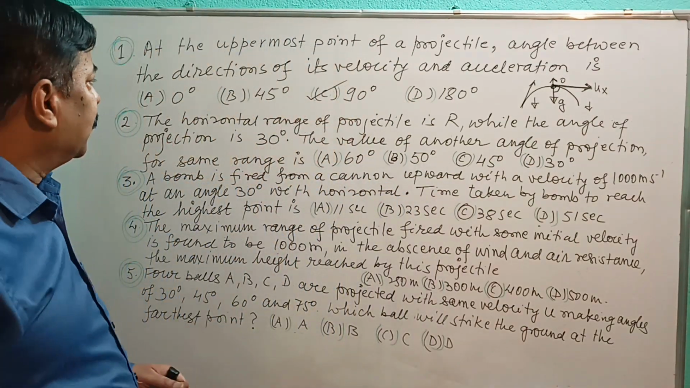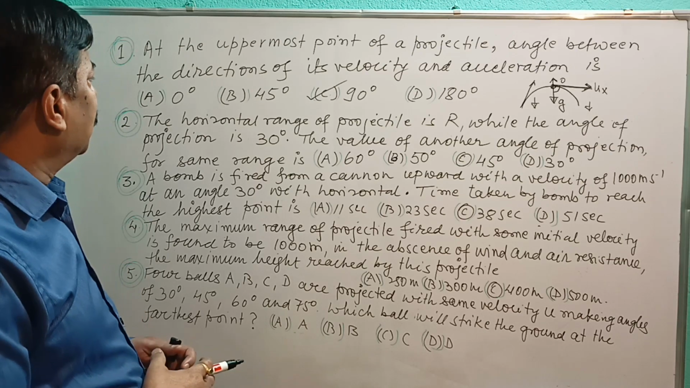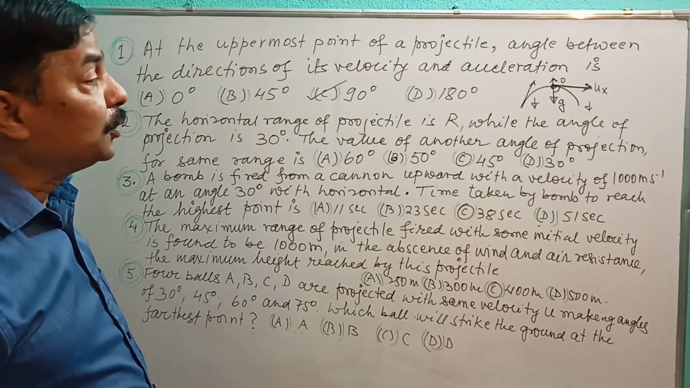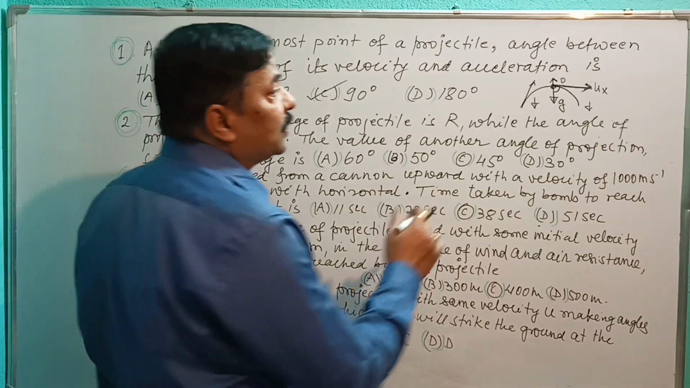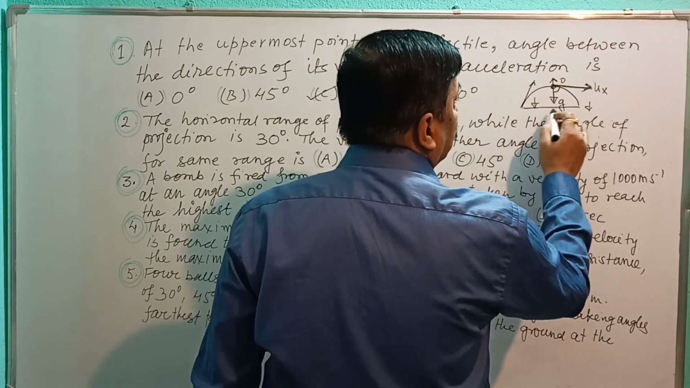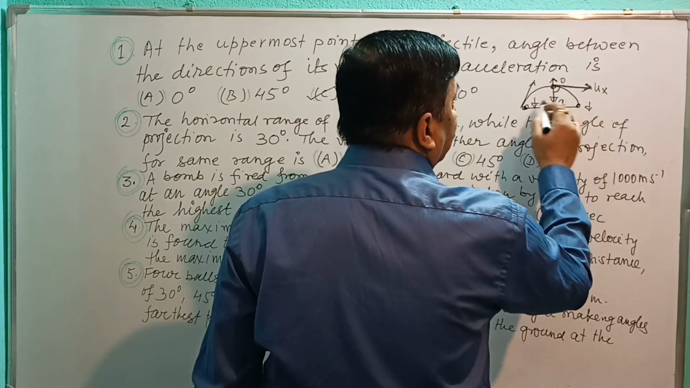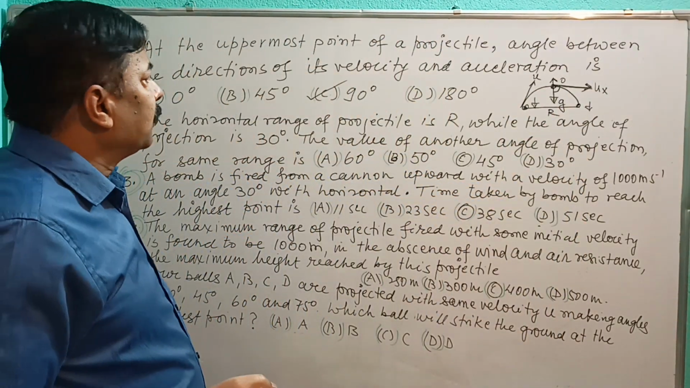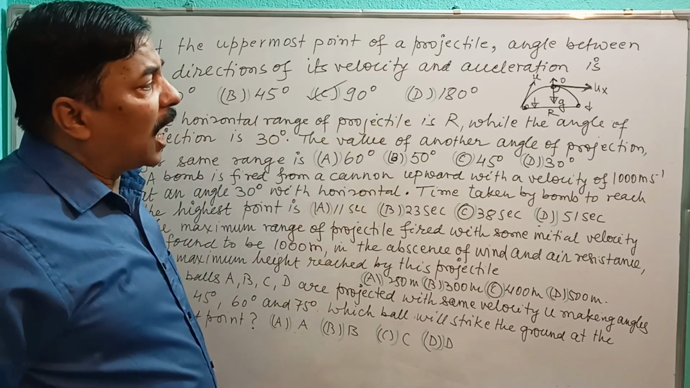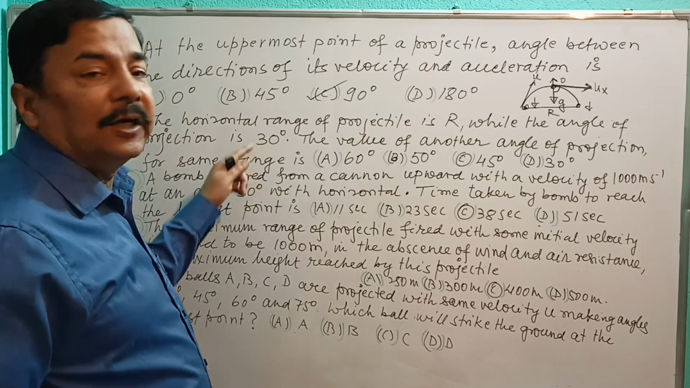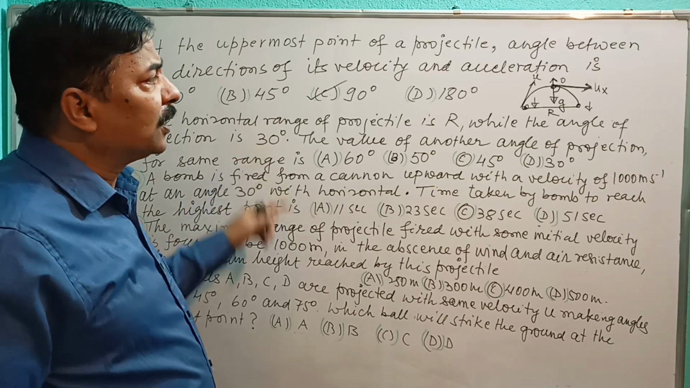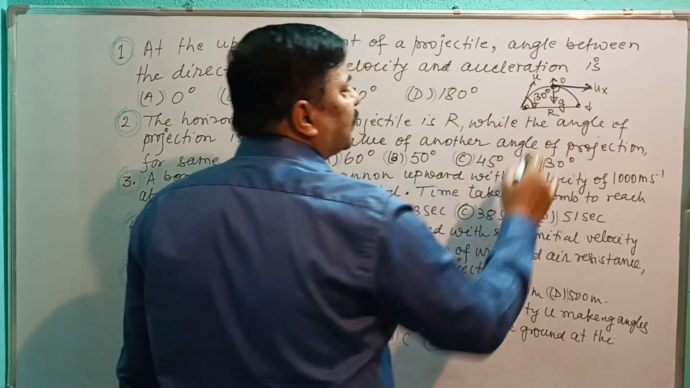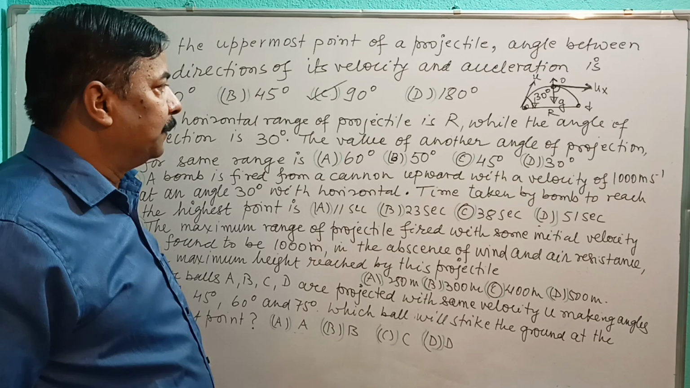The next question tells about the horizontal range of a projectile, which is r. Now what is horizontal range? That you already understand: the maximum distance from the point of projection. This tells about the horizontal range when the projectile is projected. So the horizontal range of the projectile is r, while the angle of projection is 30 degree. That means this angle is 30 degree.